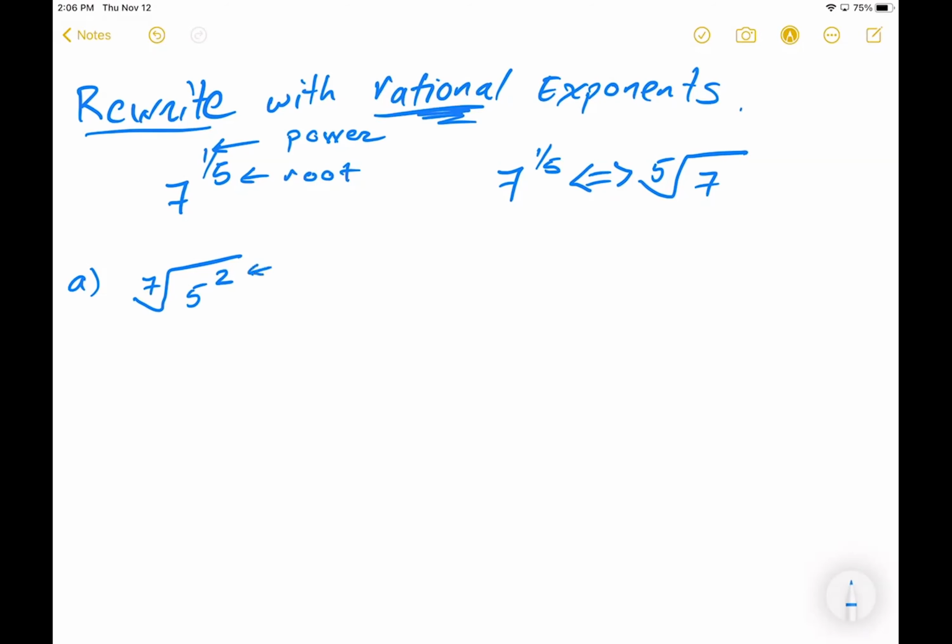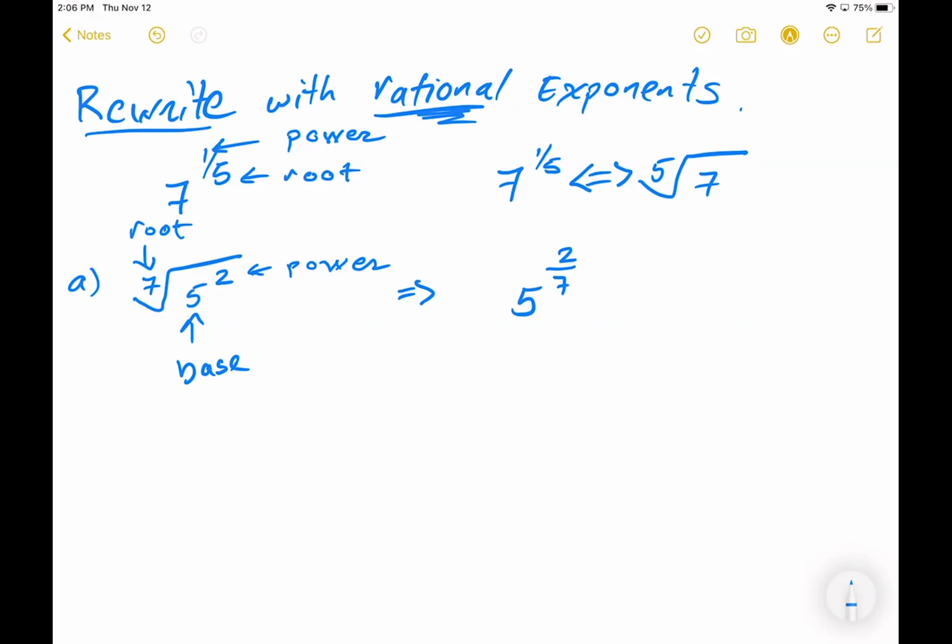Reminder, this is what you need to ask yourself: what is your power and what is your root, right? So if we have this thing here, the 5 is the base as before. This is always your base. So my base will be the 5, and the power will be my 2nd power over the root, which in this case is the 7 root, right?